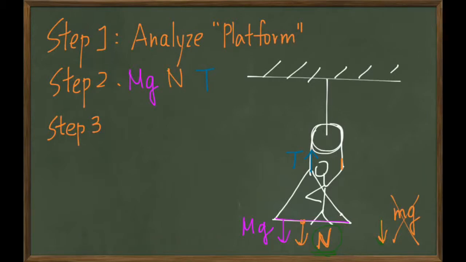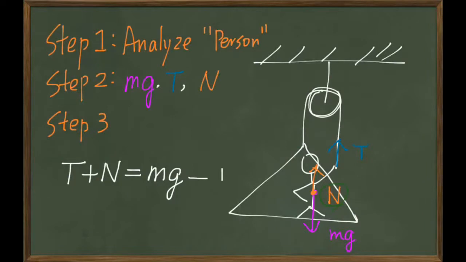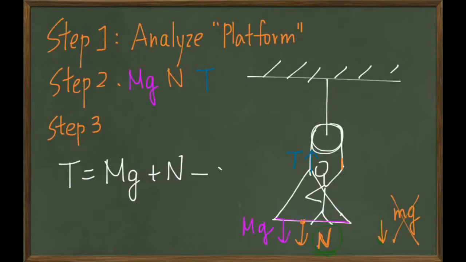So for the mathematical equation, we set the forces pointing upward equal to the forces pointing downward. For upward, we have only T. Downward, we have big Mg plus N. So this is the second equation. To sum it up, we have two equations right now. The first one, from analyzing the person, is T plus N equals small mg. And the second one, from analyzing the platform, is T equals big Mg plus N.